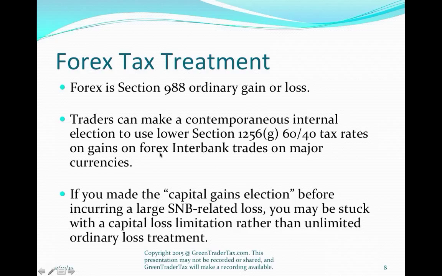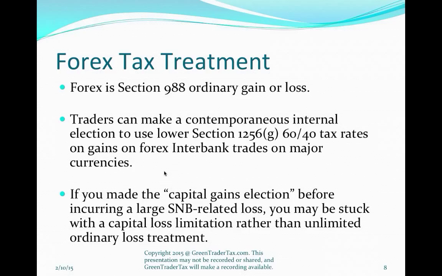Now, what if you have no other income? Well, you should have thought about making a contemporaneous internal election, what's known as a capital gains election. So you'll see later on, traders can make a contemporaneous internal election to use lower 60/40 1256G tax rates on major currencies. Now, if you made the capital gains election before incurring a large SNB related loss, so earlier this year, January 1st, you filed the internal capital gains election to get into the lower 60/40 tax rates.